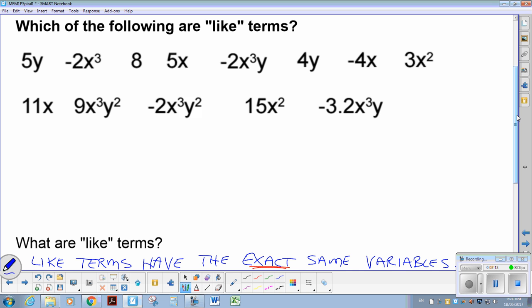So we're going to put all the y's in square boxes. We look for other terms that have just a plain y. We find that the 4y is just a straight y. Those are the only two like terms in that case, so 5y and 4y. Now what about the x cubed?